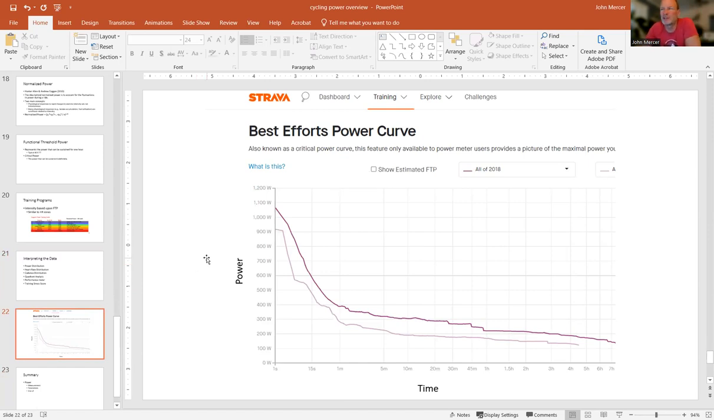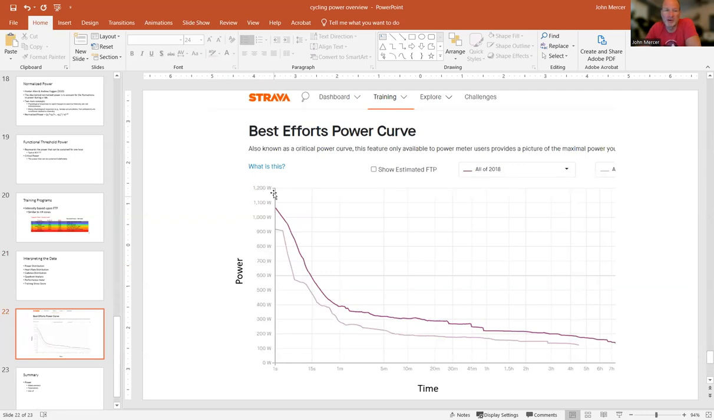And this is the power duration curve. This is a very popular way that people have started to look at power for athletes. Researchers have been using this for some time, but athletes are starting to use this a little bit more to evaluate their training program and evaluate their fitness over time.